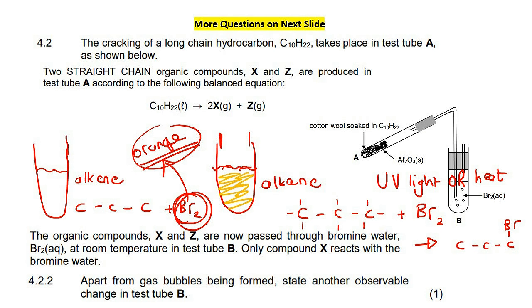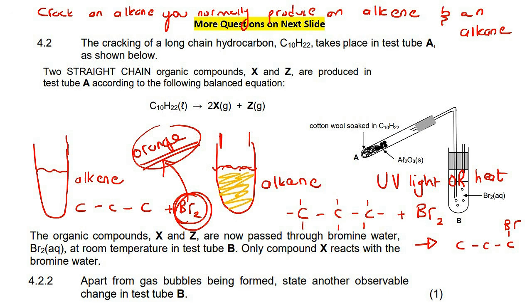Okay, so we said that we're producing two of these things over here. Now, I don't know if you can remember, but when we explained cracking in one of our earlier videos, we know that when you crack an alkane, you normally produce an alkene and an alkane. So my guess is that one of these is going to be an alkene and one of these is going to be an alkane. They then take both of those and they pass it through bromine water at room temperature in test tube B. Okay, so here's test tube B.